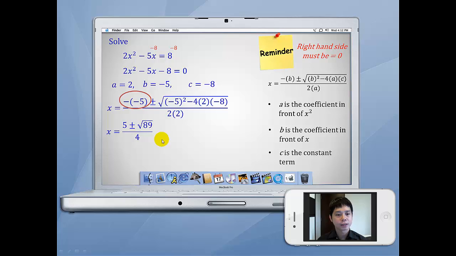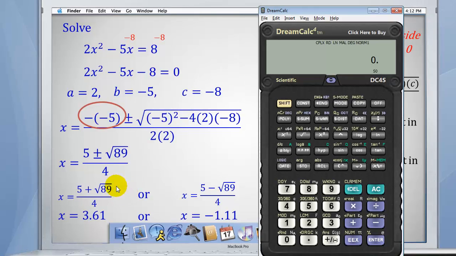So now you may ask, how do I press the calculator for plus and minus? Well, we simply divide this into two parts: 5 plus square root of 89 over 4, or 5 minus square root of 89 over 4. And the answers are 3.61 or negative 1.11.